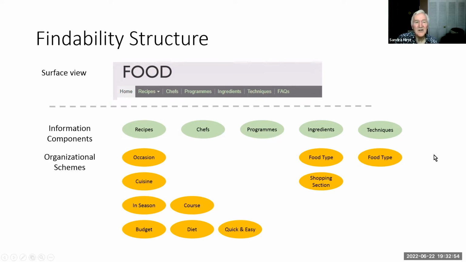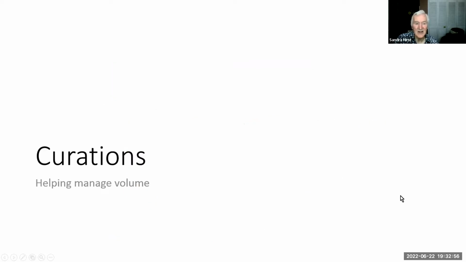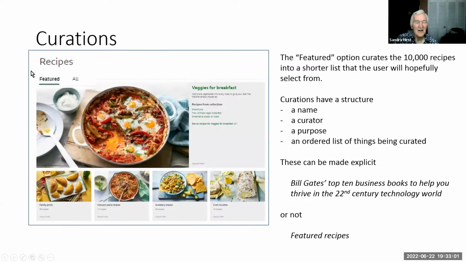Okay, BBC Food has done one other thing to help us, and these are called curations. And again, we're just documenting what's there. You'll find in many places, curate this structure: recipes, they have all recipes and they have featured. The purpose of featured is to stop me having to look through 10,000 recipes, but instead it says, hey Martin, would you like veggies for breakfast? Questionable.